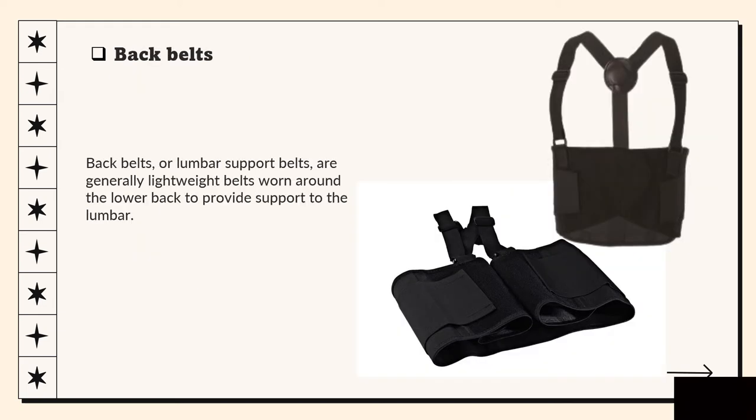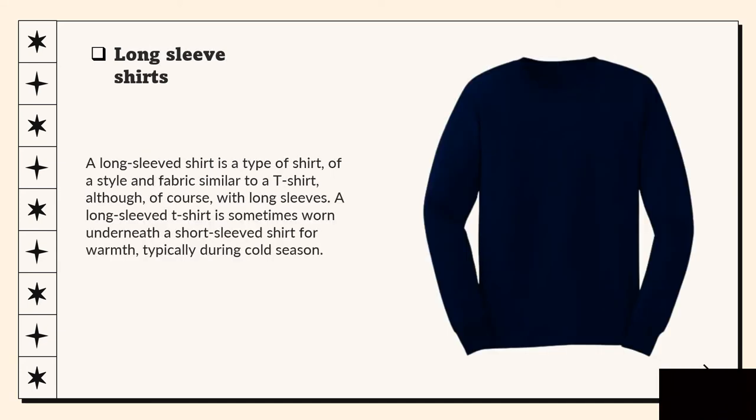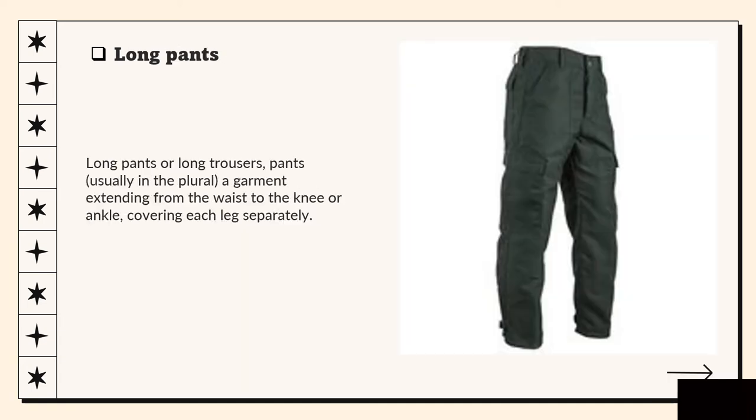Okay, next, back belt. A back belt is a lumbar support belt, generally a lightweight belt worn around the lower back to provide support to the lumbar. Okay, next, long sleeve shirt. A long sleeve shirt is a type of shirt of a style and fabric similar to a t-shirt, although of course with long sleeves. It is sometimes worn underneath a short sleeve shirt for warmth, typically during cold season. Okay, long pants. Long pants or long trousers are a garment extending from waist to the knee or ankle, covering each leg separately.